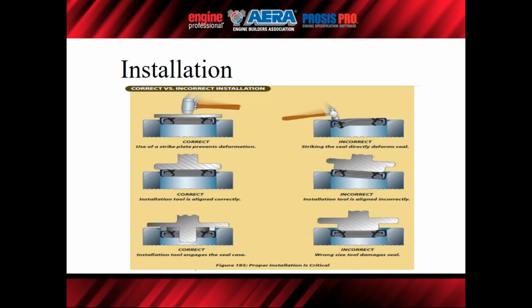Here are some illustrations, examples of good and bad installation. Quite honestly, if you have a seal housing and you see in that upper left-hand corner, it shows that's correct because everything is nice and square. Don't beat on the seal directly. Use your tooling, an arbor or whatever, to get that seal started. If you have the opportunity, an arbor press is a much better option than whacking on it with a hammer. There's just so much variation in load force with a hammer.